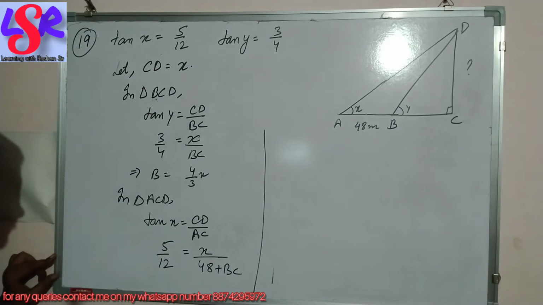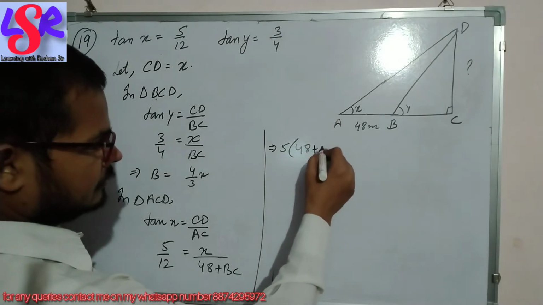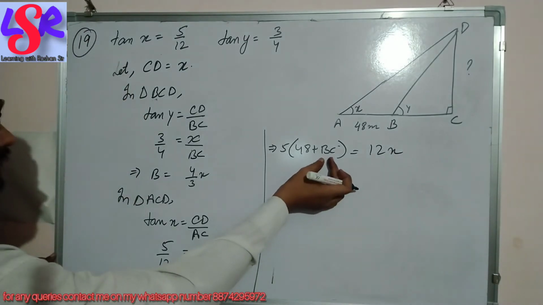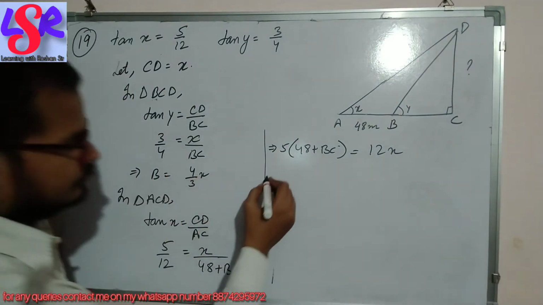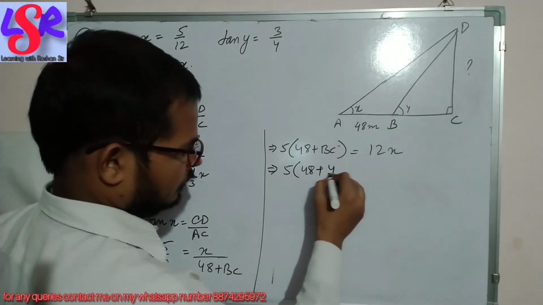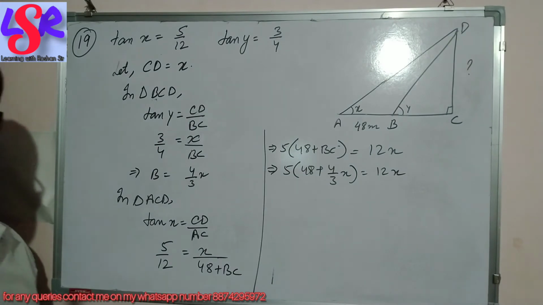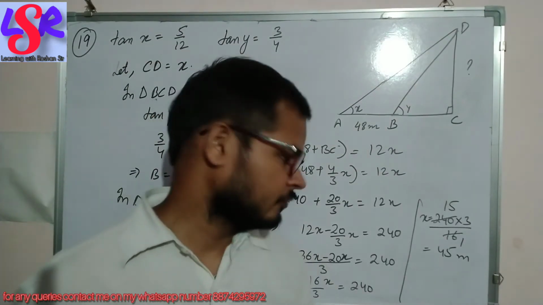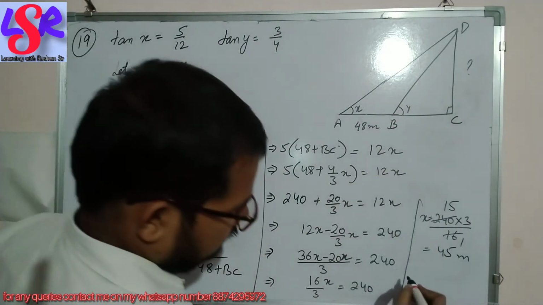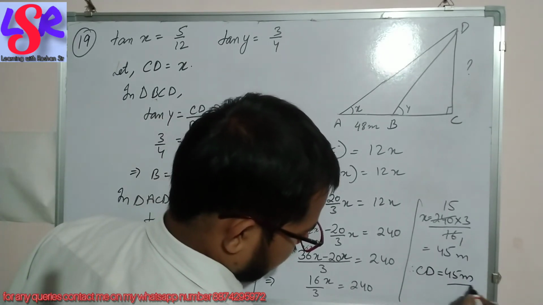Now we are going to do the cross multiplication, और ये होगा हमारे पास 548 plus BC equals to 12x. Now we are going to place the value of BC, that is 4 by 3x. So here it is 548 plus 4 by 3x equals to 12x, and now we are going to solve it. And here on solving we get x as 45 meter and the value of CD equals to 45 meter.